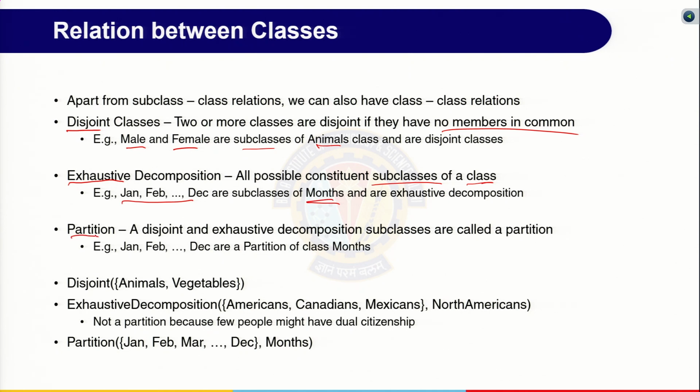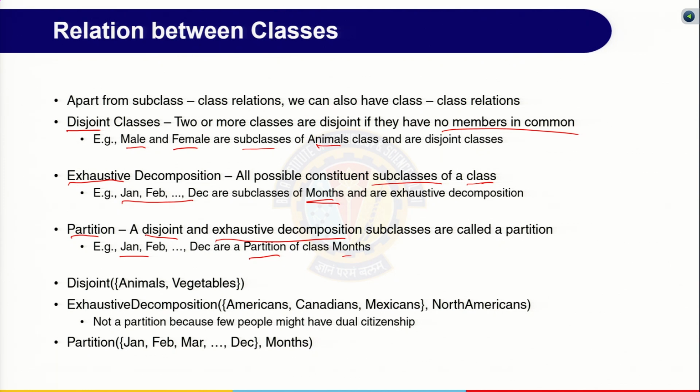And partition is a relation between classes when they have disjoint as well as exhaustive decomposition among them. So in the same example, the list of all months is a partition for the class months because they are exhaustive. At the same time, they don't have any common dates among them. They are disjoint as well.